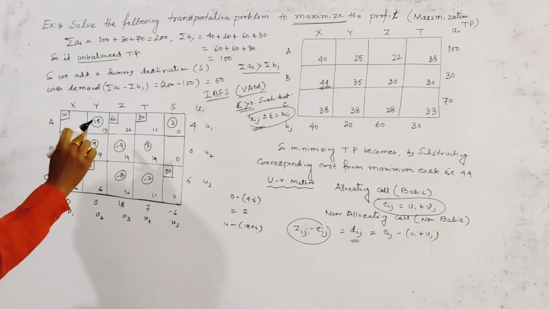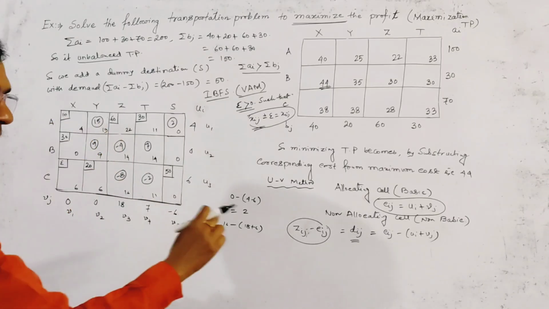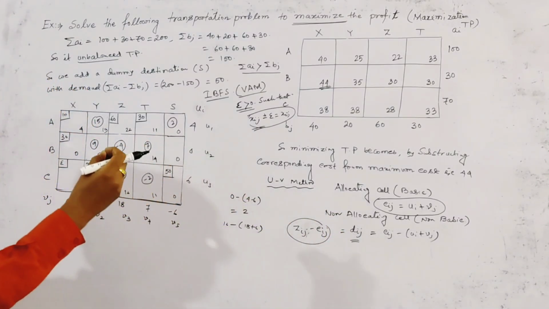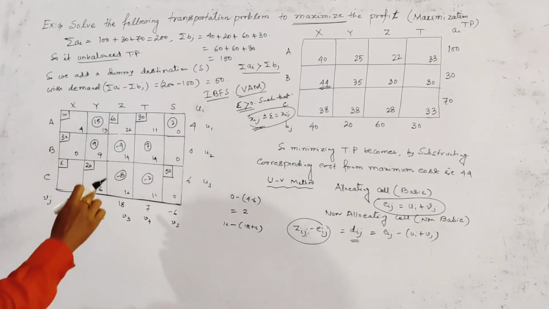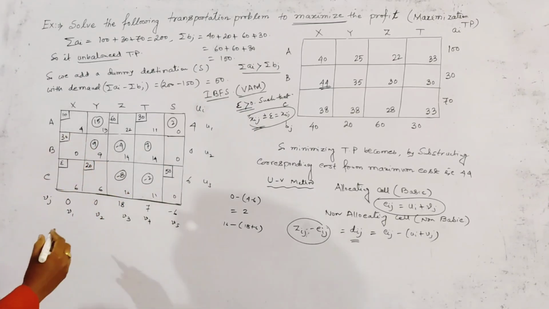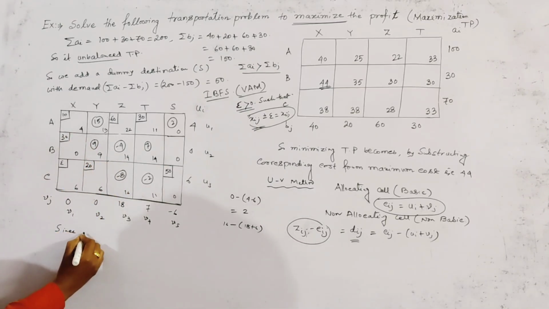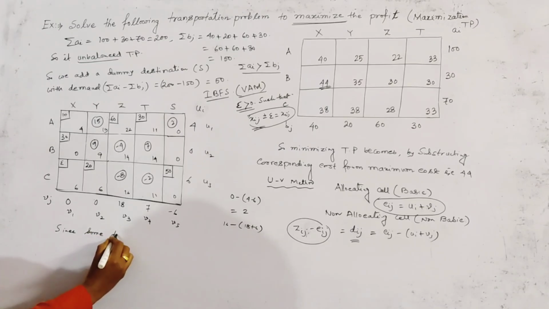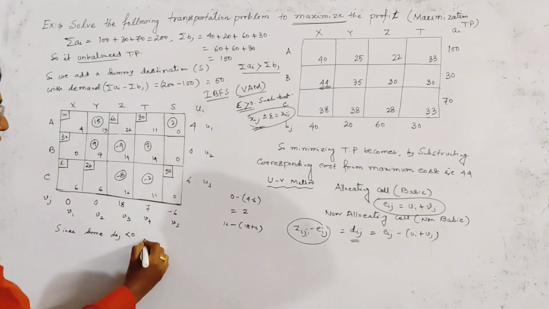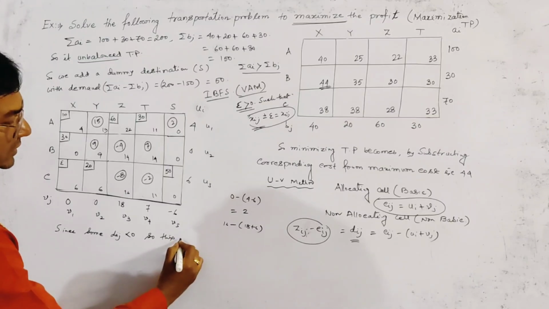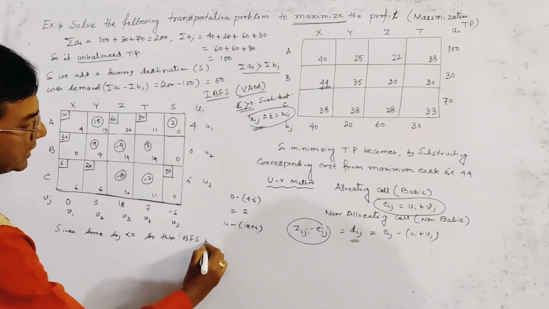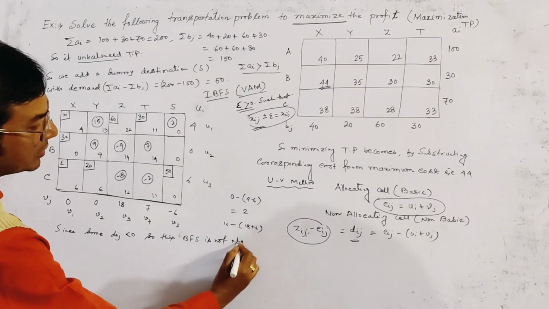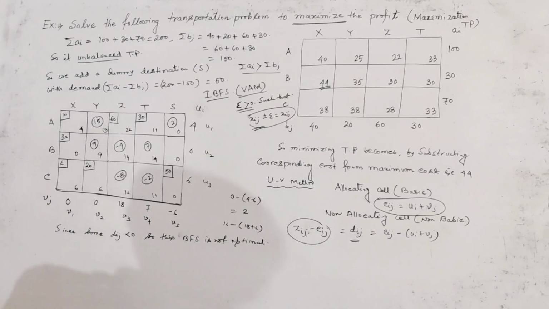Here we get 3 negative values. All Dij are not greater than or equal to 0, so we cannot reach the optimal position. So we write: since some Dij are less than 0, this basic feasible solution is not optimal. Now it requires some improvement.